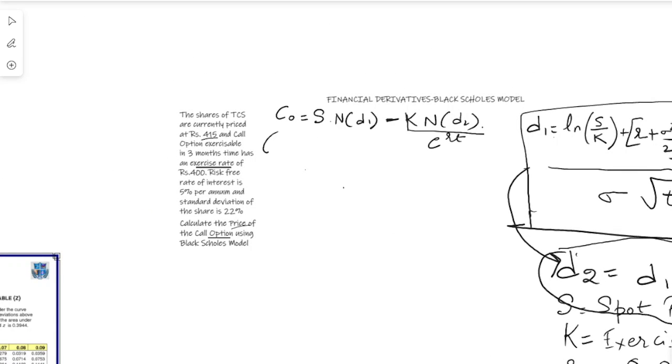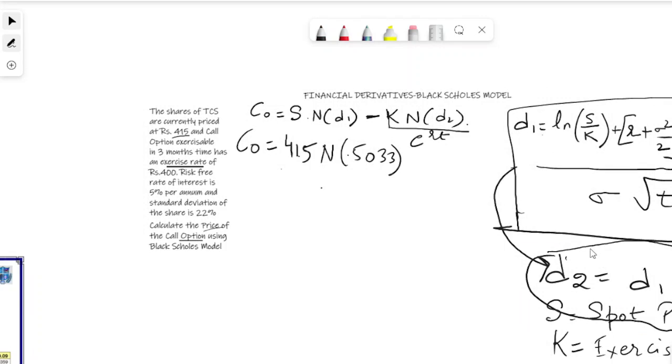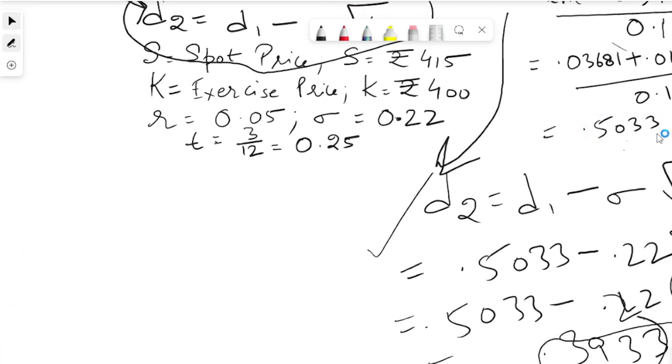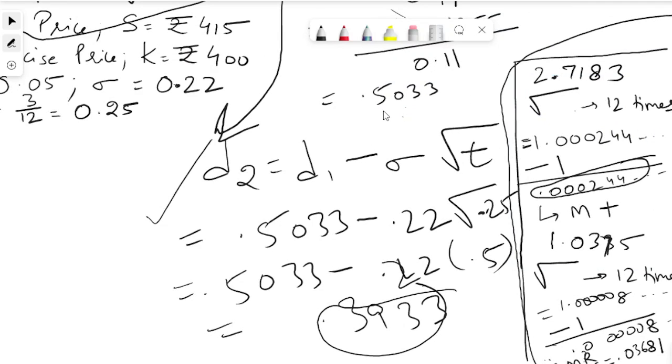The value of call option: S, the spot price, that is 415, times N(D1). So we have to calculate the value of N(D1). Now N stands for normal distribution value. We will have to make use of the normal distribution table to calculate it. So we have N(D1). D1 is 0.5033. We just calculated this value making use of the constant 2.7183, so it is 0.5033.